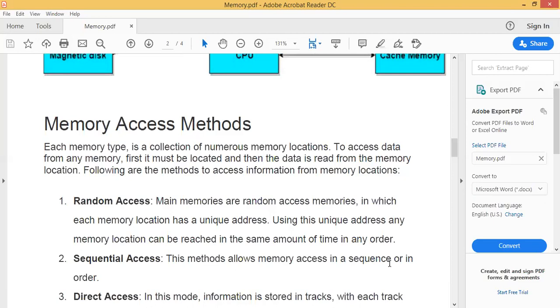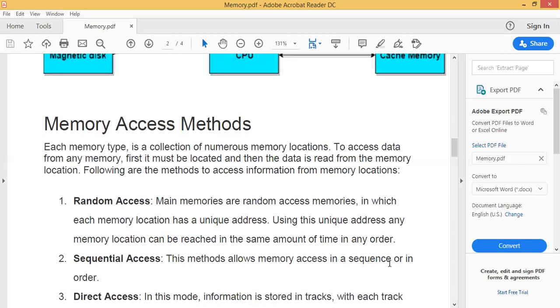Random access, sequential access, and direct access. Each memory type is a collection of numerous memory locations. To access data from any memory, at first it must be located and then the data is read from the memory locations. Following are the methods to access information from memory locations.